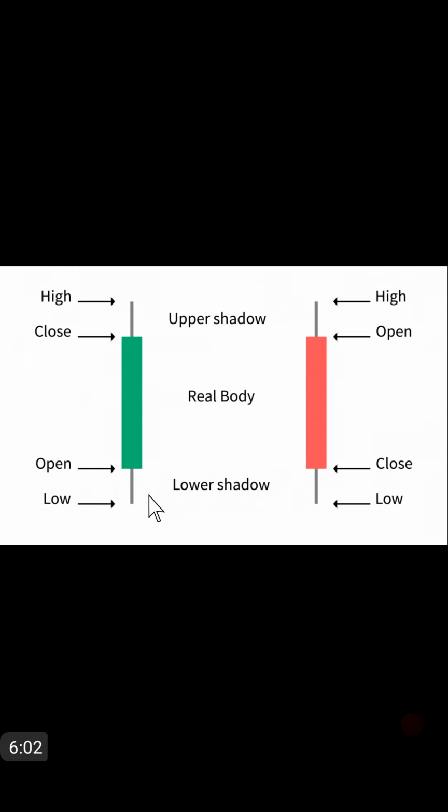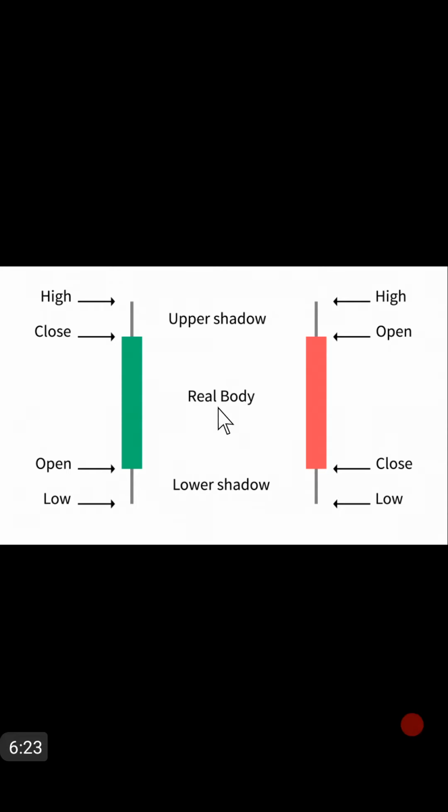Whenever you see this lower shadow, it means that there is something called buying pressure or bullish pressure. Whenever you see this higher shadow, it means there's something called bearish pressure or selling pressure. Now, the important thing you need to notice is this.